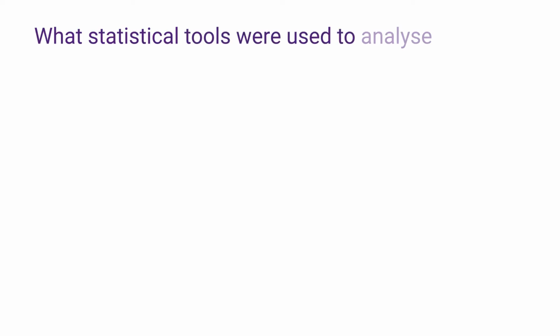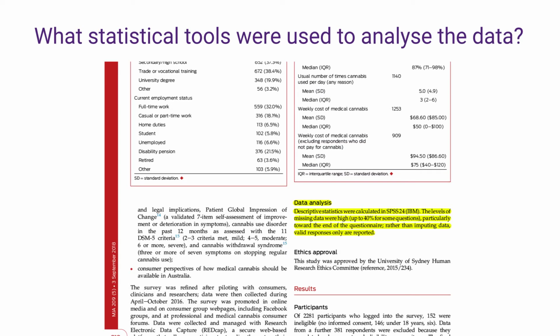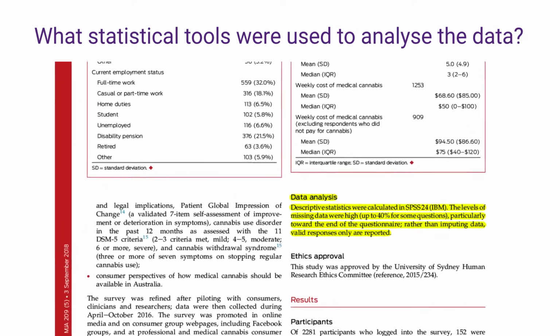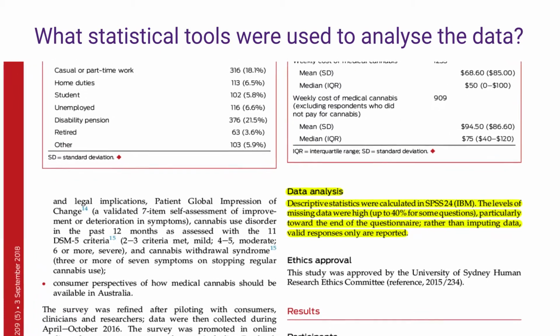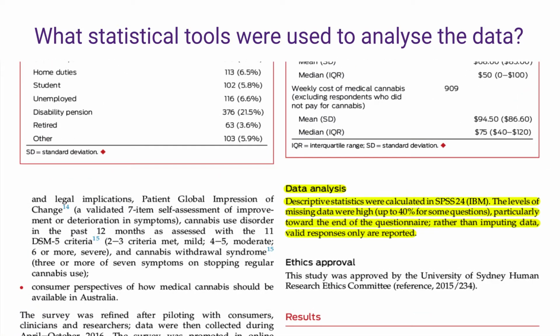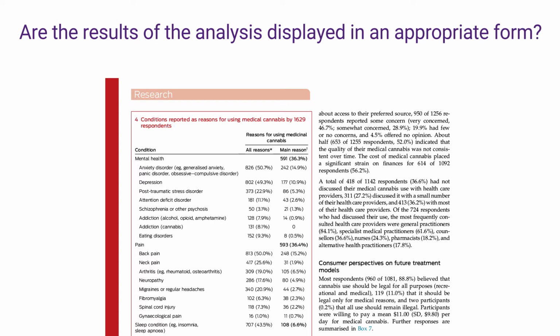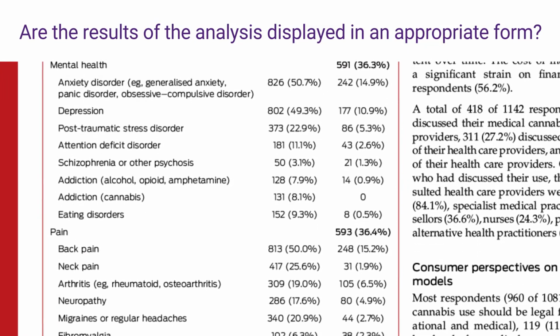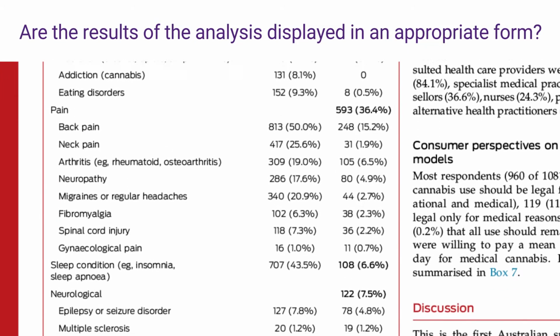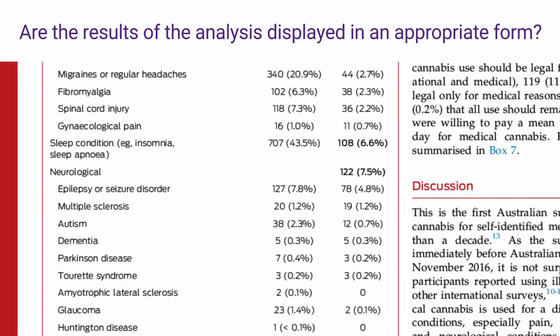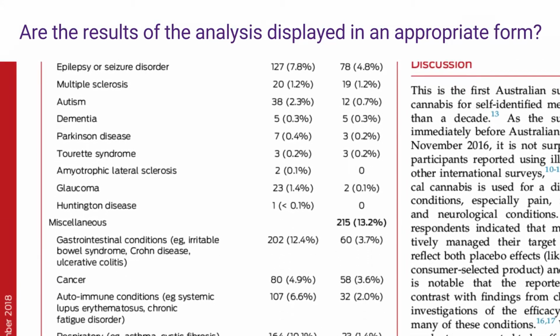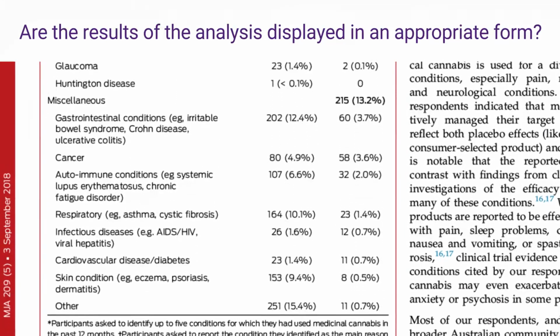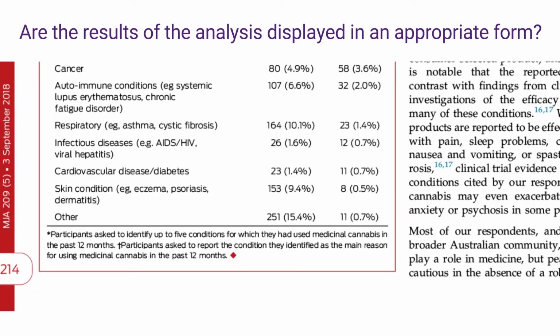What statistical tools were used to analyze the data? They should be appropriate, clearly described and justified, and relate to the original research question. Are the results of the analysis displayed in an appropriate form? There should be clearly laid out tables, graphs, and charts which support the discussion of the findings. You should be able to easily distinguish the study's results from the analysis of those results.